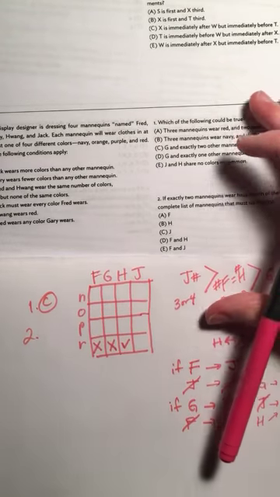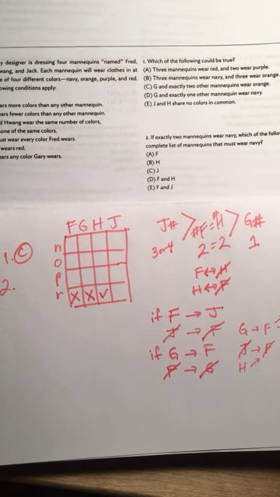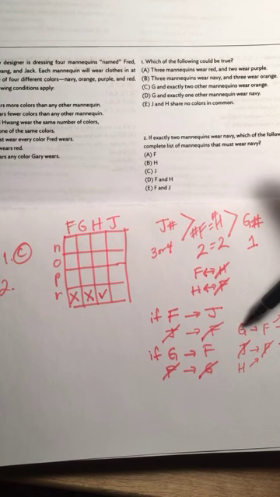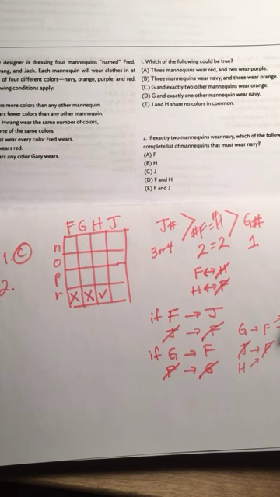Question 2. If exactly 2 mannequins wear navy, okay, so 2 mannequins wearing navy means G can't wear it, because if G wears something, then 3 mannequins wear it. So 2 wearing navy could be F and J, or it could be H and J. So definitely J has to wear it. So C is the correct answer. Okay, that's a complete list of mannequins that must wear navy. Could wear navy would be everything except G.